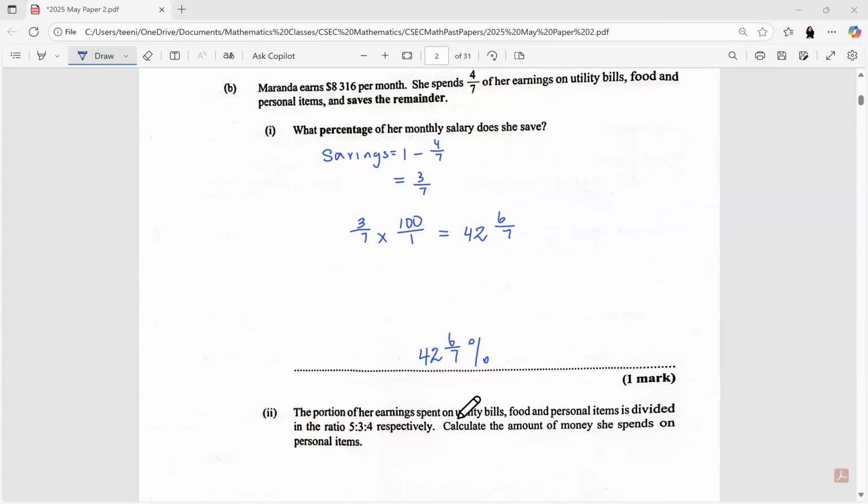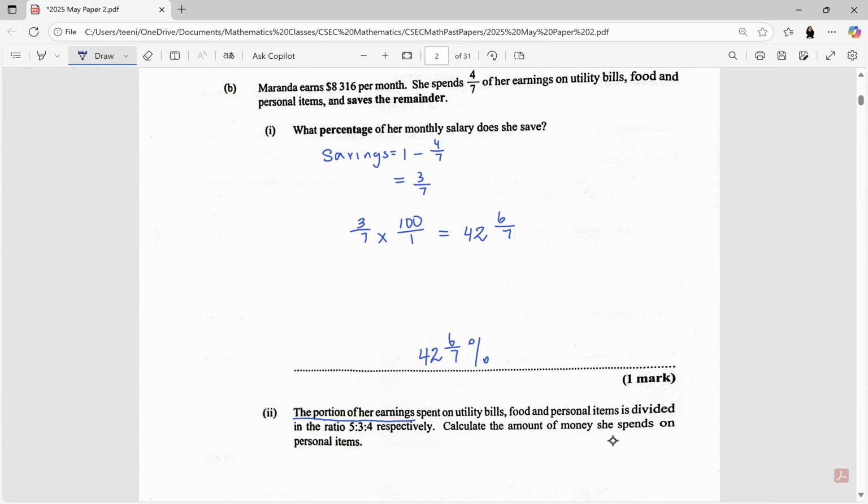No, because the question, right? So first of all, let's look at the question again. It says the portion of her earnings spent on utility bills, food, and personal items is divided in the ratio 5 to 3 to 4, respectively. Calculate the amount of money she spends on personal items.